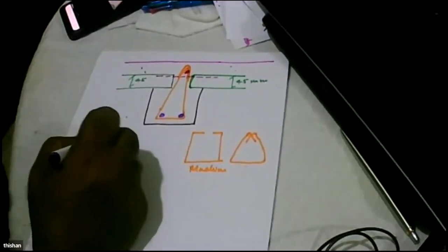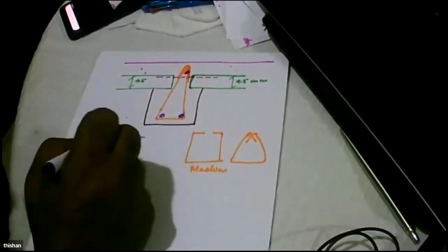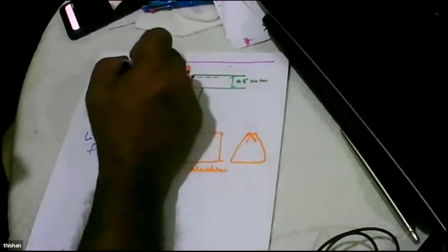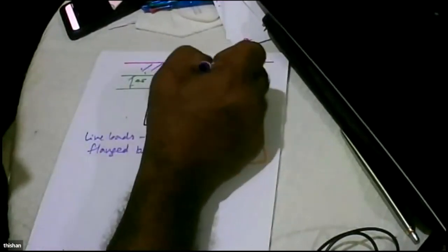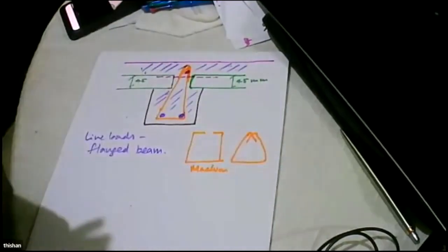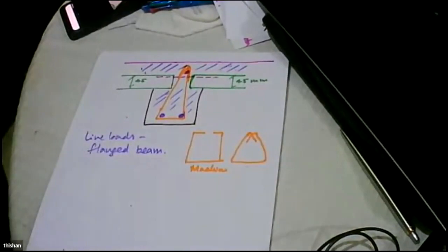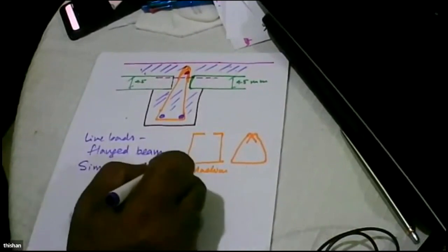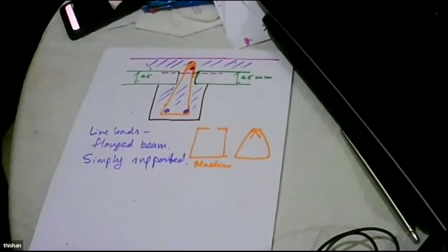For live loads, it is a flange beam. So all this concrete will be part of the beam. So we consider it as a flange beam, and we design it as a flange beam. So the beam is designed as a flange beam, but simply supported. If you want, we can even make the beam continuous, but we can generally consider that the beam is simply supported.